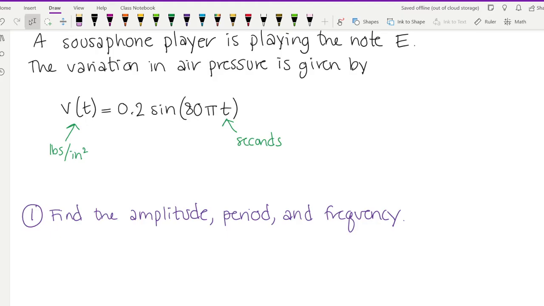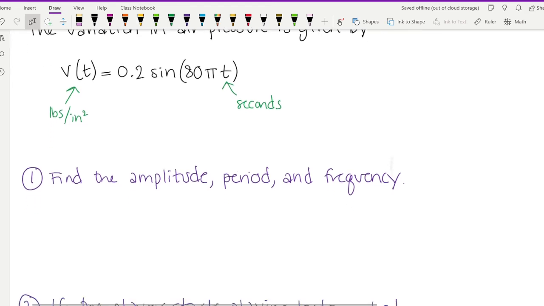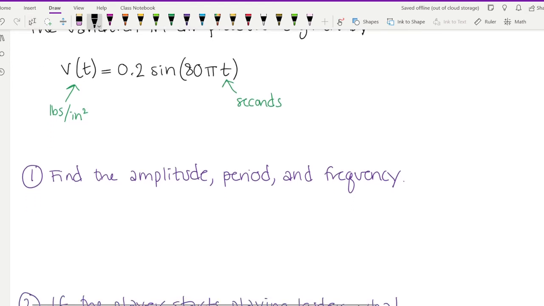Okay, so first thing we want to do is find the amplitude, period, and frequency in this situation. So again, the way we find the amplitude is the absolute value of the coefficient. So in this case, the absolute value of 0.2, and the absolute value of 0.2 is just 0.2.